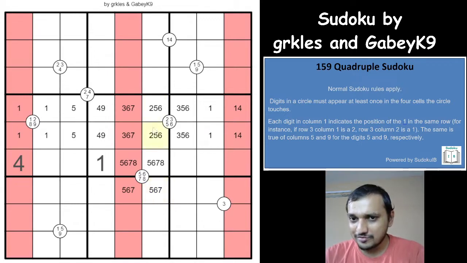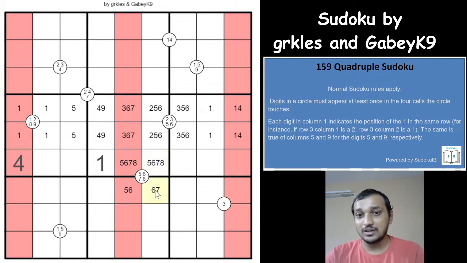Whatever digit you have here, 5 or 6, that would have to be here, which means 7 cannot be here. Whatever digit you have here, one of the 6 or 7, you cannot have any of these 3 cells, it would have to be here. So 5 gets eliminated from here. Now that is awesome, guys.